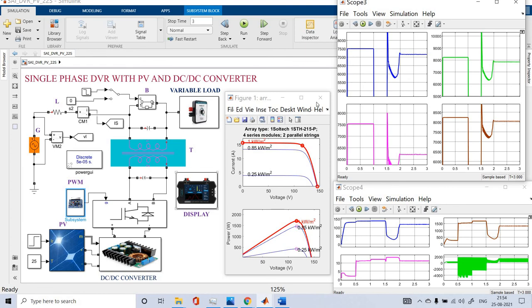Okay. So this video presented a single phase DVR with PV and DC to DC converter, right? Again, the next video, PV wind and DVR with DQ control frame, we are going to see later. Okay.